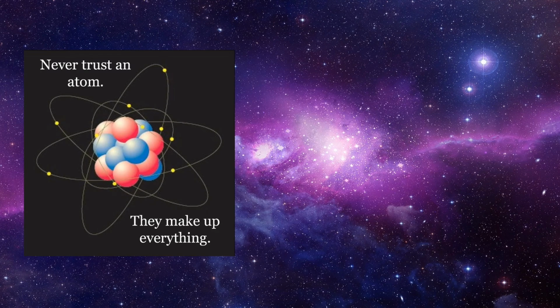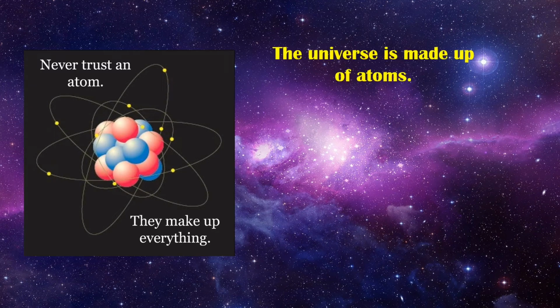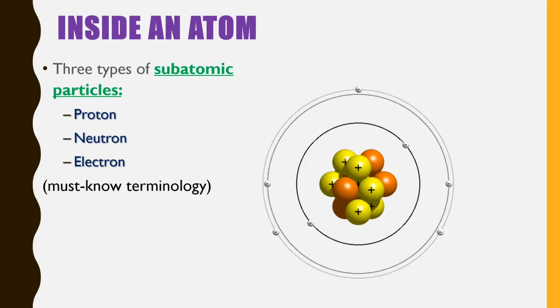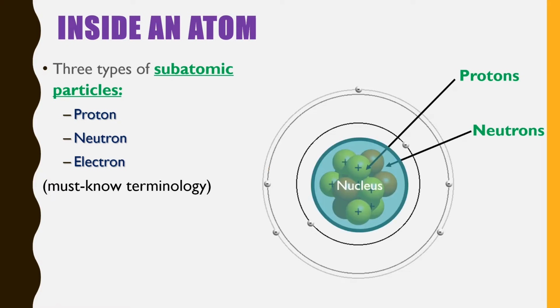Now, we know that the universe is made up of atoms, so the question is, what are atoms made up of? They're made up of these 3 subatomic particles: protons, neutrons, and electrons. The protons and neutrons exist in a dense core at the center of the atom. This is called the nucleus. The electrons are spread out around the edge of the atom. They orbit the nucleus in layers called shells.